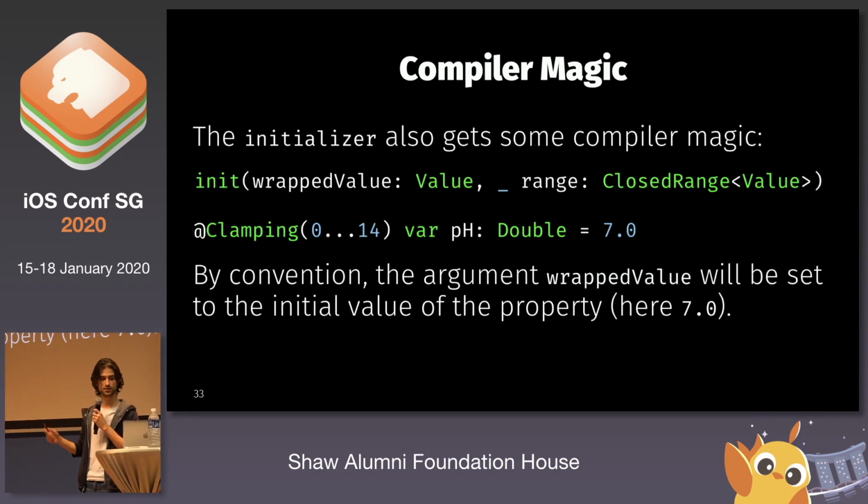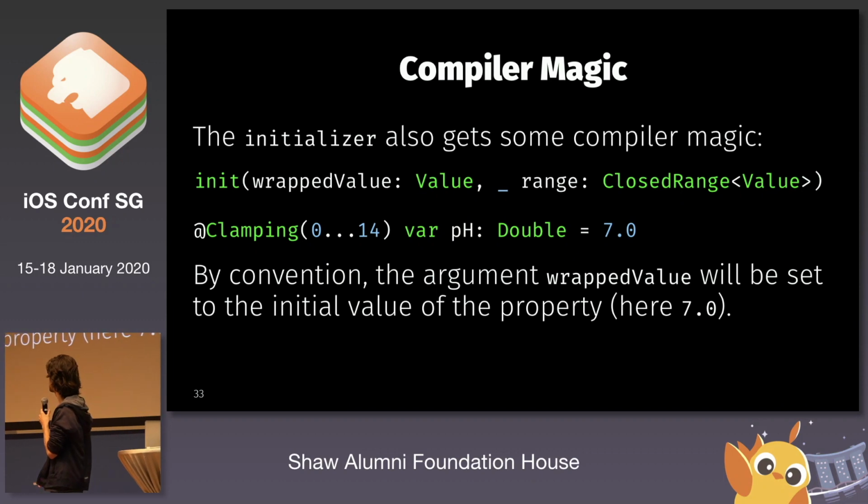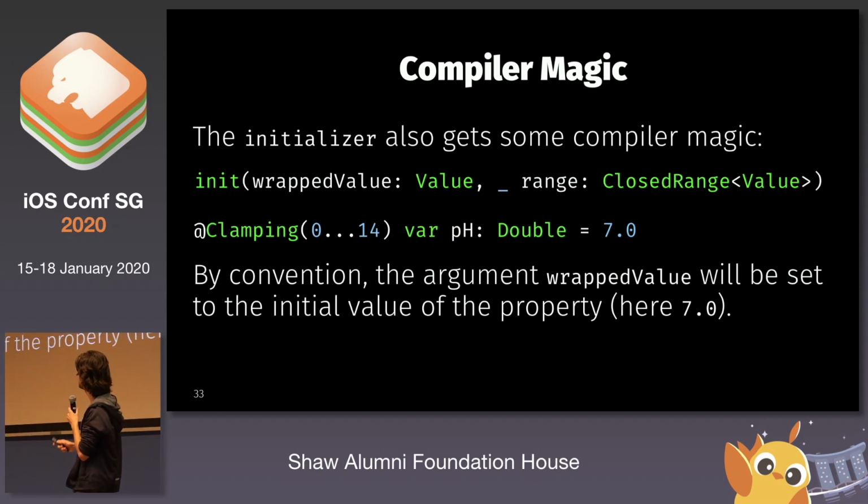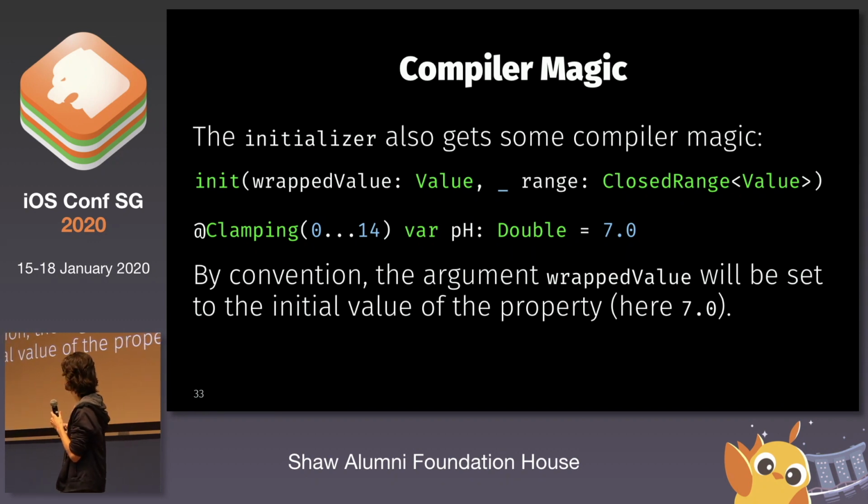And the initializer also gets some compiler magic. So remember, the init had two arguments, a wrappedValue and a range. And actually, when we instantiated the wrapper, we only provided the range. And it's because by convention, the argument of the init of a property wrapper that is called wrappedValue, the compiler will set it to the initial value of the property. And this makes for a more natural syntax where you can do a regular assignment, doing equal and then the value.